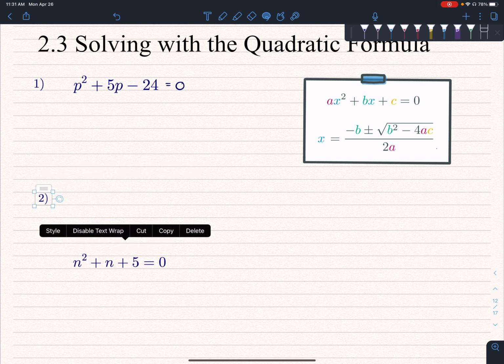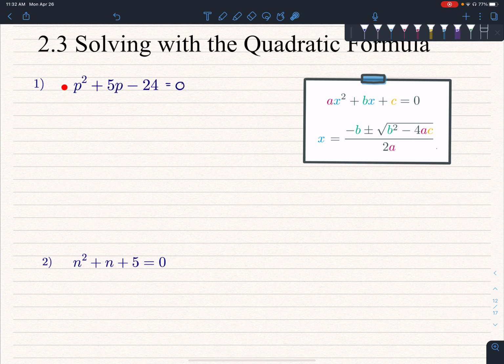So I'll give myself a little bit more space here, and we'll do this first one together. Here, our A is 1. It's not written, but it is there. So we'll just put that in. Our A is 1. Our B is 5. And our C is negative 24. It is a negative number.